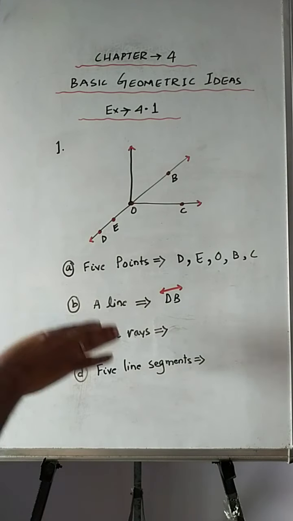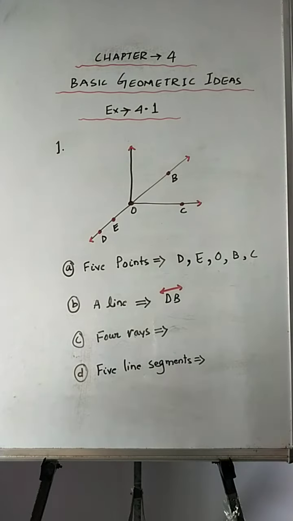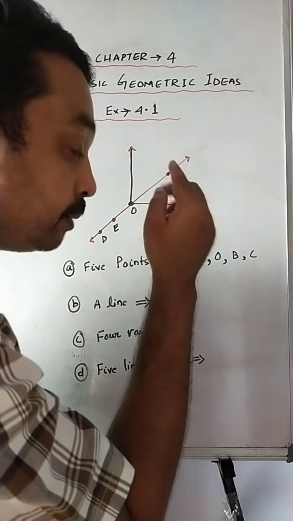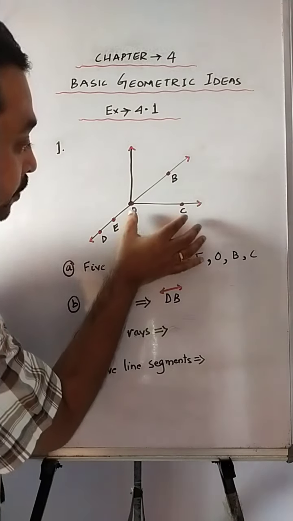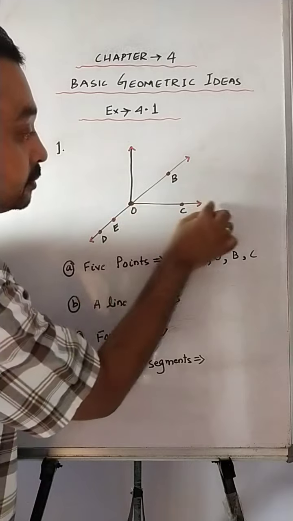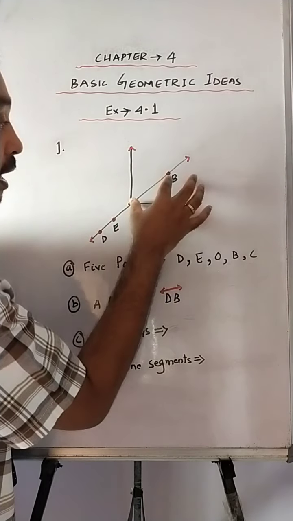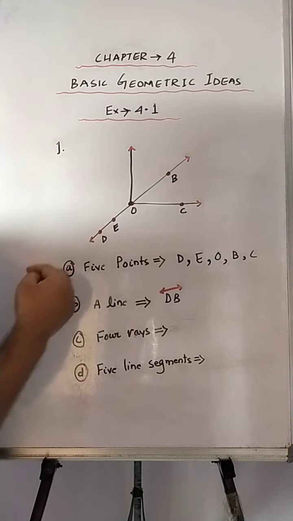The next question that you have to answer is 4 rays. So what is the first ray? Ray means starting point but no ending point, and on the other side there will be an arrow. You see, this is a ray. Starting point, and this is an arrow. OC is a ray. OB is a ray. OD is a ray. OE is also a ray.